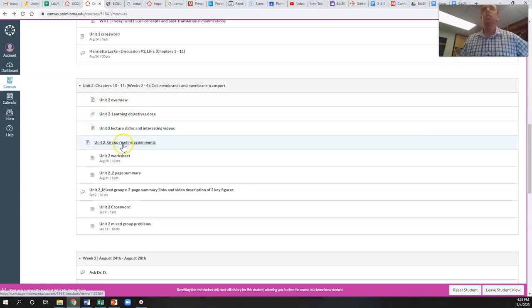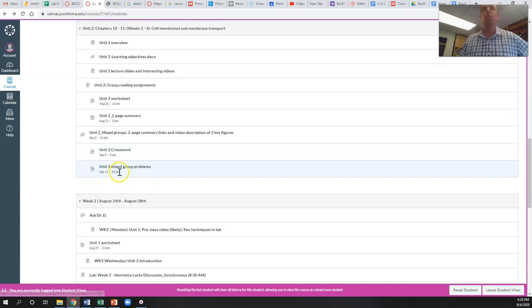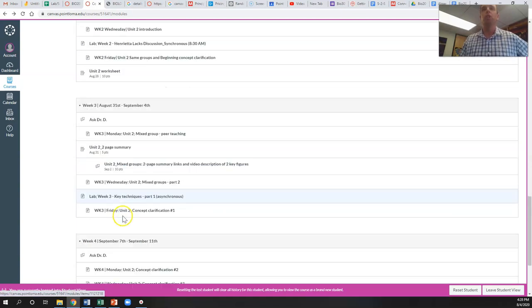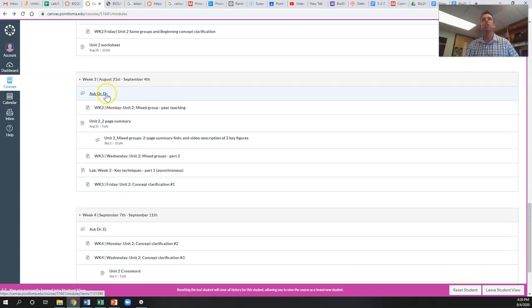Then Unit 2, you can see the group reading assignments, the worksheets, the 2-page summary homework, crossword, mixed group problems, but you can also see them put together in the various weeks along the way. So basically this follows exactly the schedule in the syllabus that I showed you, so you have it there on Canvas guiding you through what to do, and you also have the calendar, the course schedule in the syllabus, if that's the way you prefer to do it, or you've got both of those there.